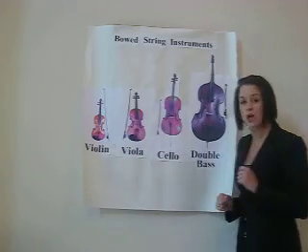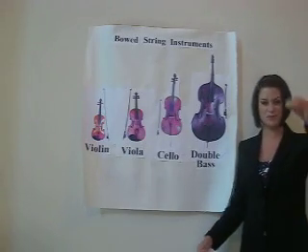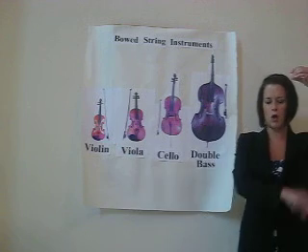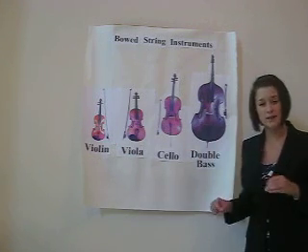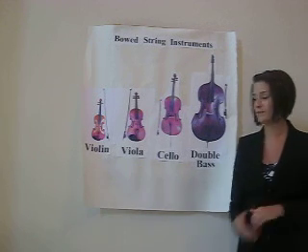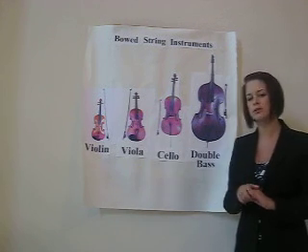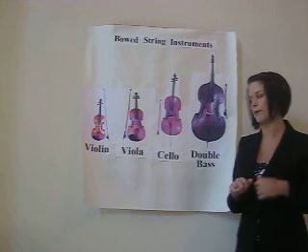The double bass is so big that you have to stand up to play it, and they have to take a big bow and pull it across. Now remember, the cello is also almost as big, but they can sit down and play it, okay? And the viola is just a little bit bigger than the violin, but you can still hold that one.